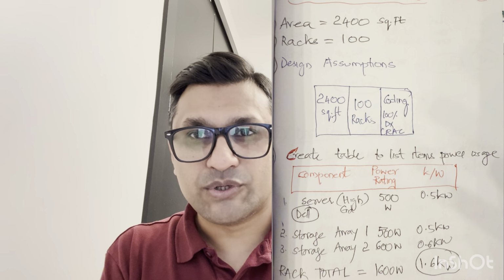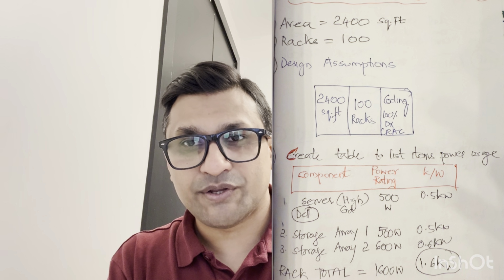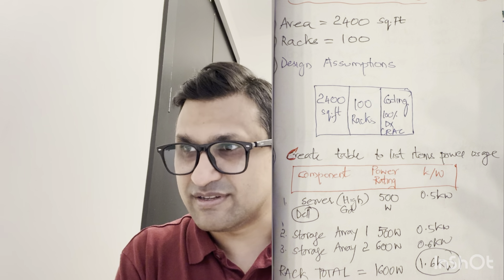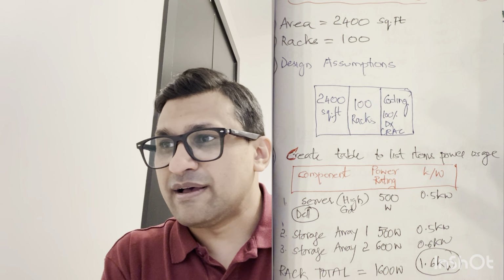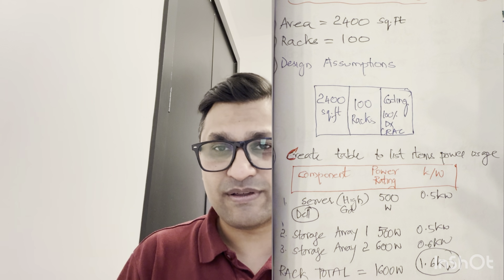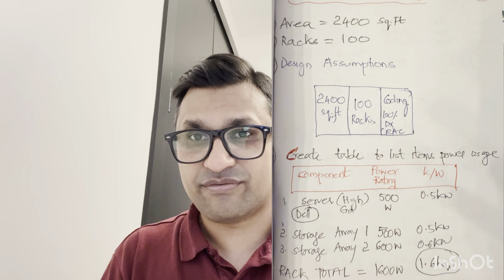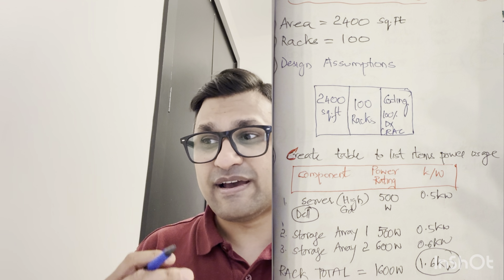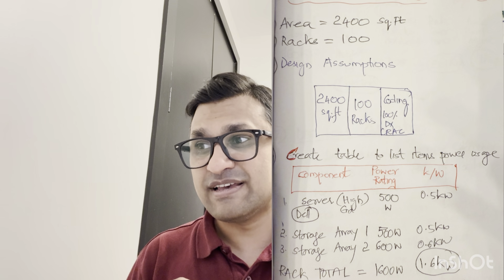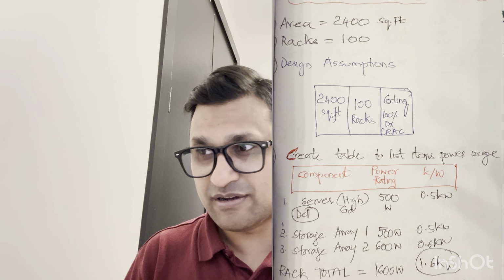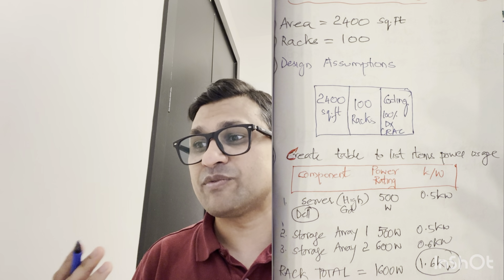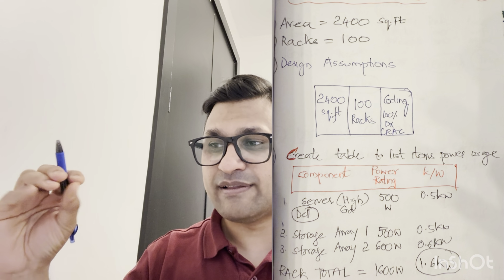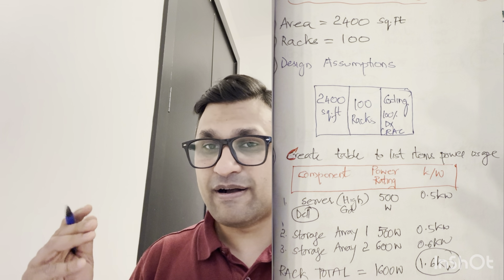Hi everyone. Today we will dive into the electrical calculations required for setting up a data center, and we'll take an example. Suppose we assume a data center with an area of 2400 square feet and about 100 racks, and we have to make a couple of design assumptions. It has 2400 square feet, 100 racks, and we are using 100% DX cooling, that is compressors. Obviously, create the table. So we need to make sure to list out the components of a rack first.